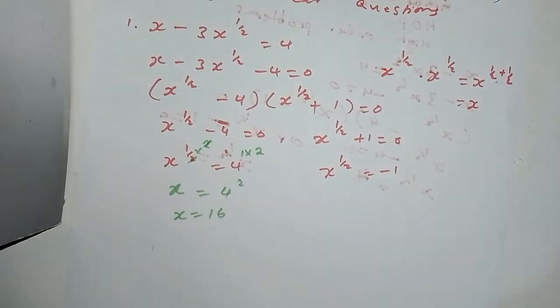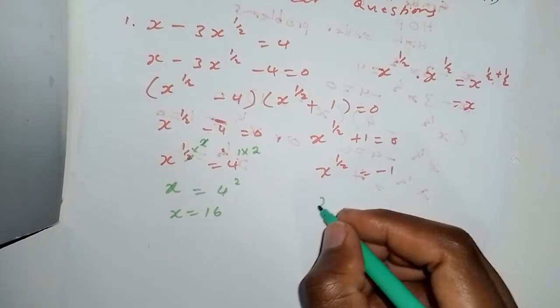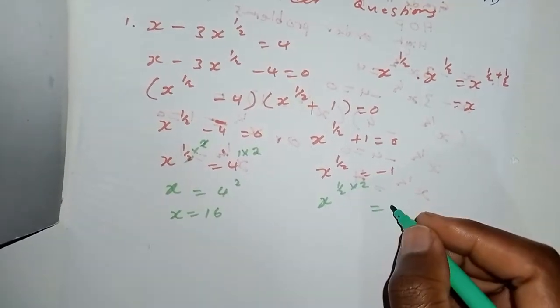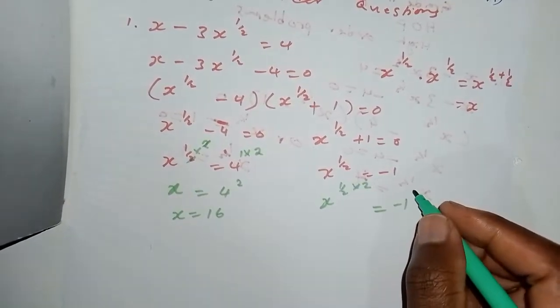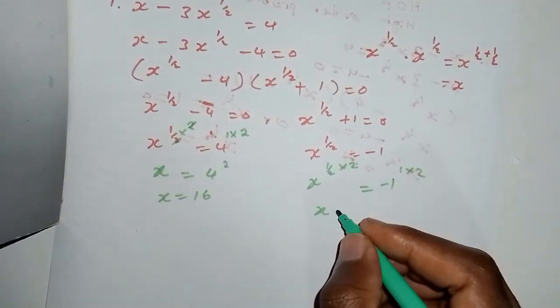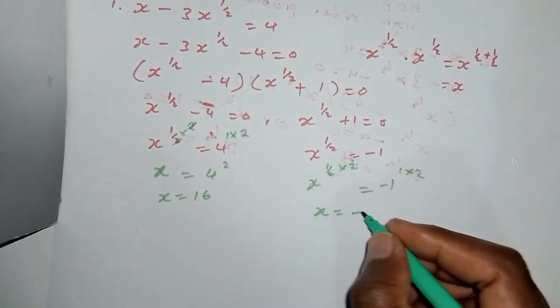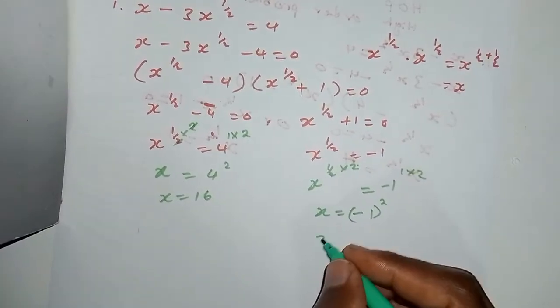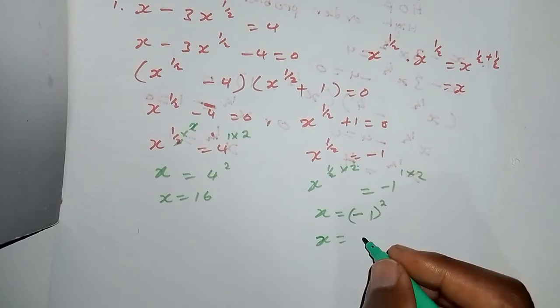Right? Okay, let's try to check this one as well. I have x to the power half multiplied by 2, which is equal to minus 1 multiplied by 2. This and this will cancel. I'll be left with x is equal to minus 1 squared. Then x is equal to 1.